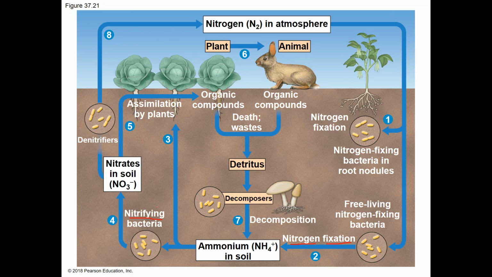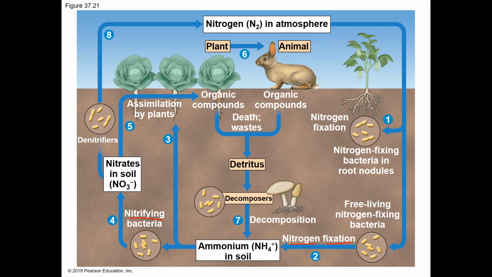So again, these nitrates, some can be assimilated by plants. And I think I jumped ahead a step here to mention that when an herbivore, like this rabbit, eats a plant, it will digest those proteins into organic compounds like amino acids. Again, we know that some of these organisms at some point will die and become detritus, which will then be decomposed by decomposers, the resulting molecule being ammonium back into the soil.